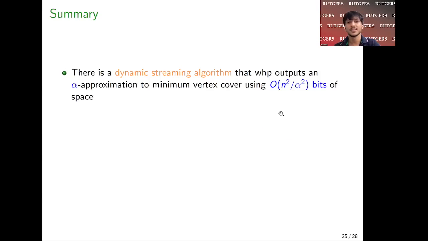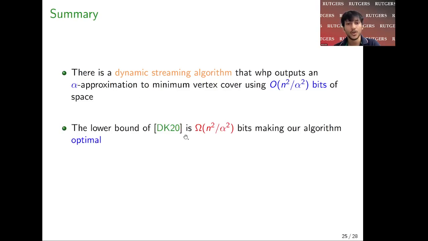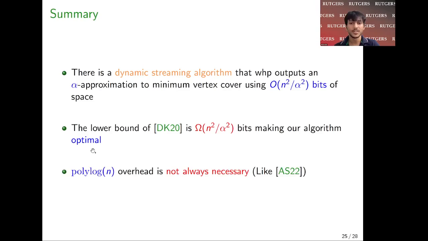So this gives us a dynamic streaming algorithm that with high probability gives you an alpha approximation to the minimum vertex cover and uses n square over alpha square bits of space. Now Dark-Conrad 20 gave a lower bound of n square over alpha square bits. So this makes our algorithm optimal. And this also shows that these polylog n overheads are not always necessary, like Asadi-Shah 22.